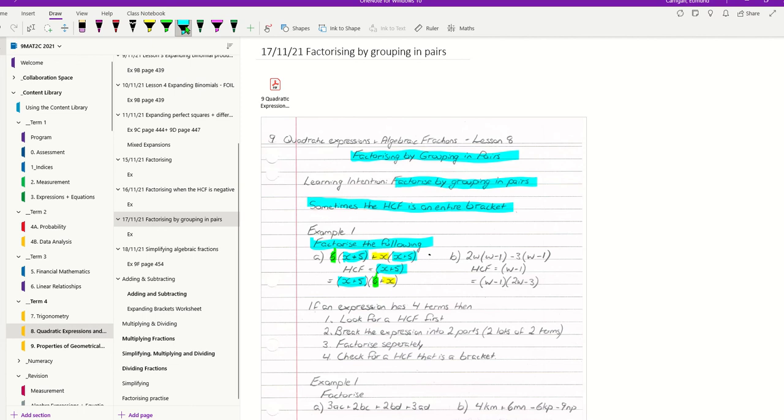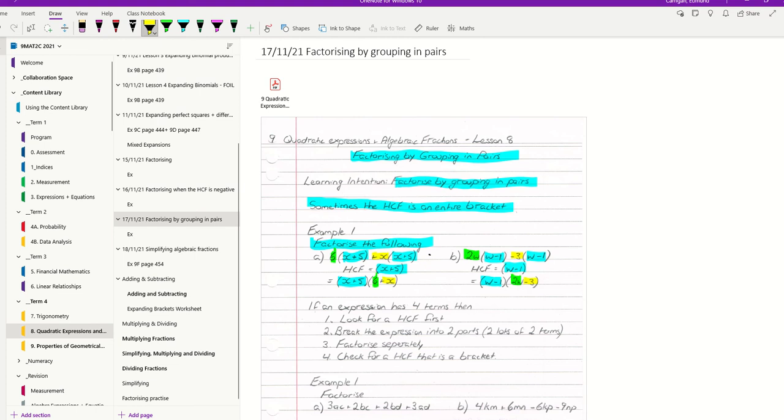Looking at a second one over here, we've got 2w outside of (w minus 1), minus 3 outside of (w minus 1). So again, our HCF is w minus 1. So w minus 1, our highest common factor, goes outside the bracket. Then the other factors go inside a second bracket. So we have our 2w inside the bracket first, and then we have our minus 3.